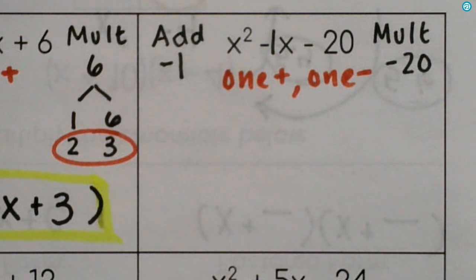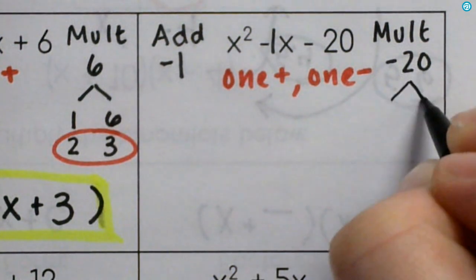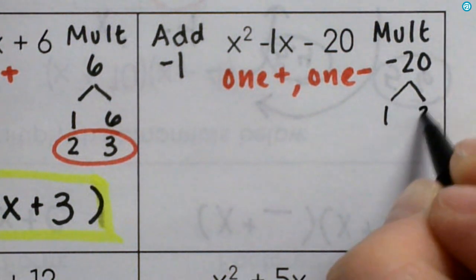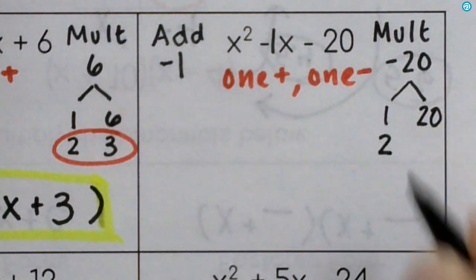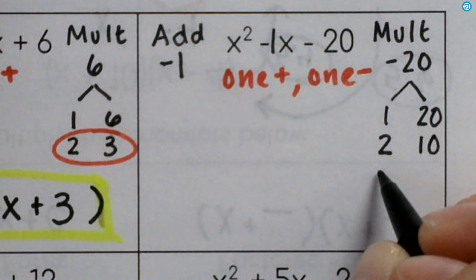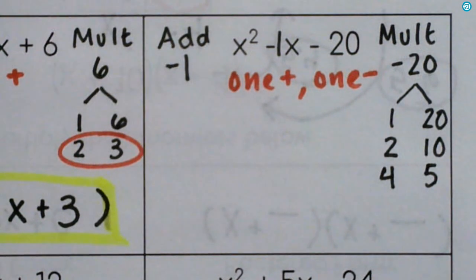Okay, numbers that multiply together to be 20. I know you guys might know the answer already, but I want to list them all in our notes, though. So 1 and 20, 2 and 10, 3 and... does 3 go into 20? No? 4 and 5.